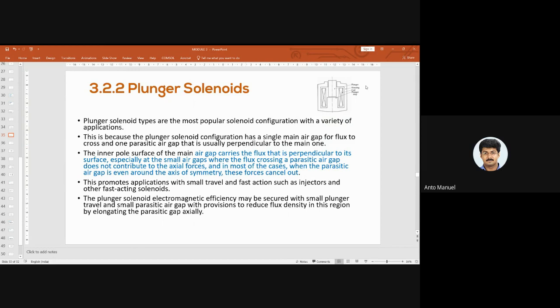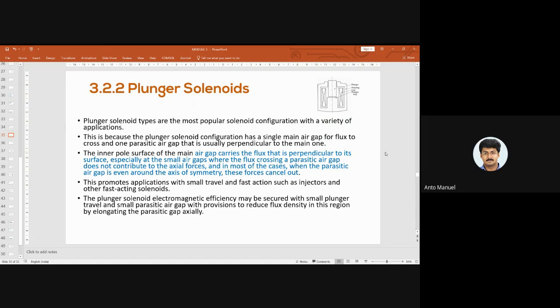That means when the coil is excited from the external voltage, it produces electromagnetic flux, and that flux should be perpendicular to our plunger. Due to the uniform air gap between the plunger and the plunger stopper, it is possible to apply this in different applications, or we can easily embed this device in different applications.